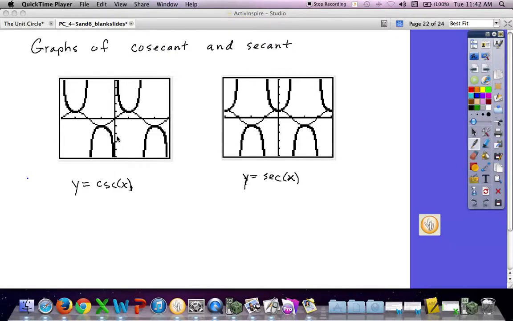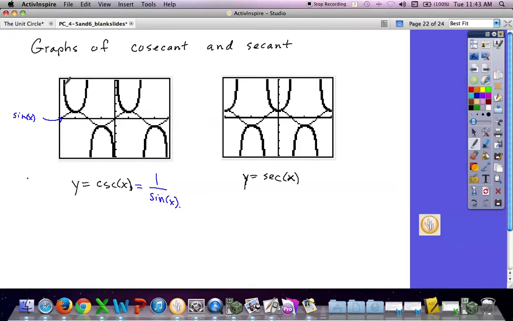Finally, graphs of cosecant and secant. And I've graphed on these the thinner line, which is here, is the sine, right? Because the cosecant is 1 over the sine. So this wave is not the graph.